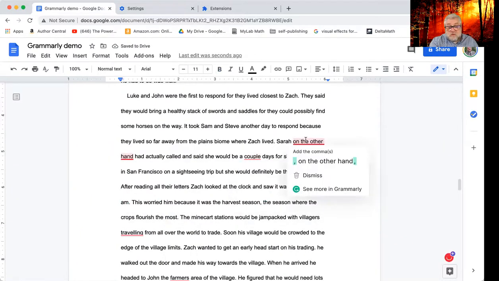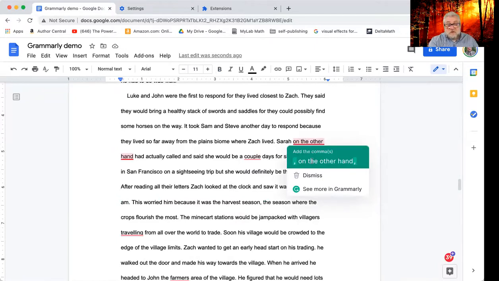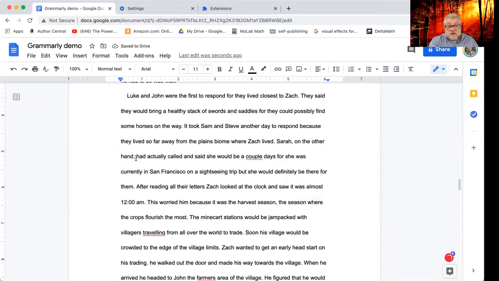Ah, it wants a comma sandwich. It wants commas on either side of "on the other hand." When it's a comma sandwich like that, it's actually called an appositive, and it's something that could be removed from a sentence if you don't want it there, but we like it there.